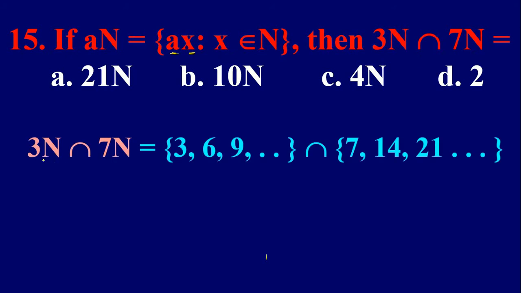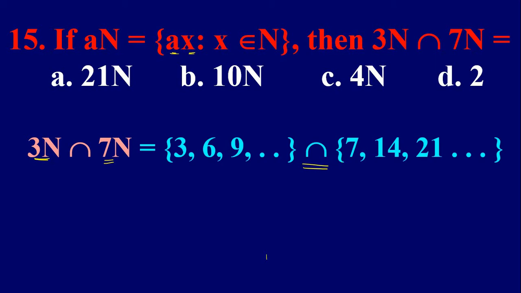So first we find 3n. 3n means it is multiples of 3. 3 into 1 is 3, 3 into 2 is 6, etc. So then what is 7n? 7n means it is multiples of 7. It is 7, 14, 21, etc. So now we have to find the intersection. That is, the common elements which are present in both the sets.